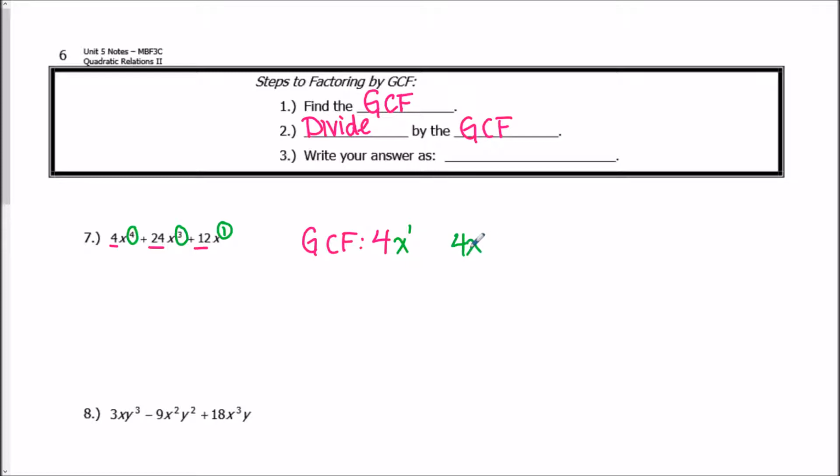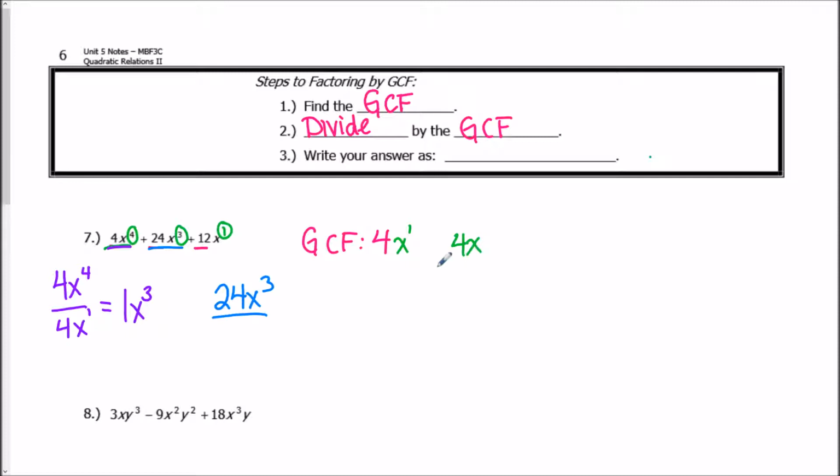Okay, now what I'm going to do is divide every single term by 4x. Okay, so right here my first term is 4x to the power of 4. And I'm going to divide that by 4x. So when I do that, 4 divided by 4 is 1, and x to the power of 4 divided by x to the power of 1 is x to the power of 3 because we subtract our exponents. Okay? The next term that we have is 24x to the power of 3.